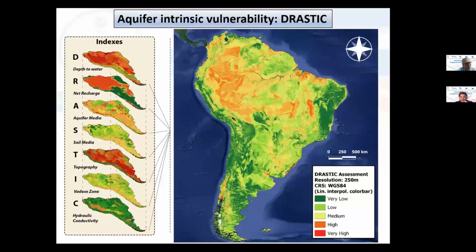And we see how the higher vulnerability is concentrated around the Amazon area due to the relatively low depth to water table and the really permeable soil and rock saturated zone, while all the area of Argentina, for example, and the upper Chilean mountain chain are classified as low vulnerable, as the main rock formations are crystalline and not so permeable.